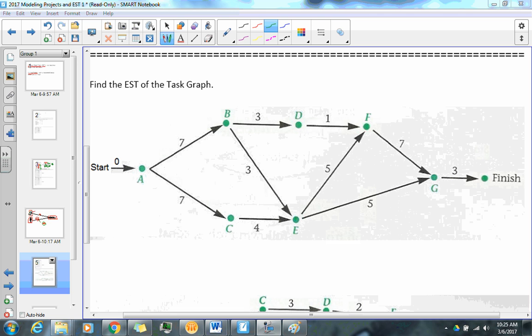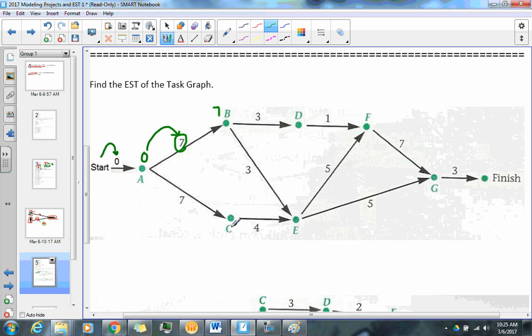All right, let's try another one. Here's one that's also on your worksheet. So start, once again, 0. So A is going to start at the 0 minute mark. Now this one's a little easier because it's less arrows, I guess. B. Notice A starts at 0. It takes 7 minutes to do whatever task A is, so that means B can get started at minute 7.